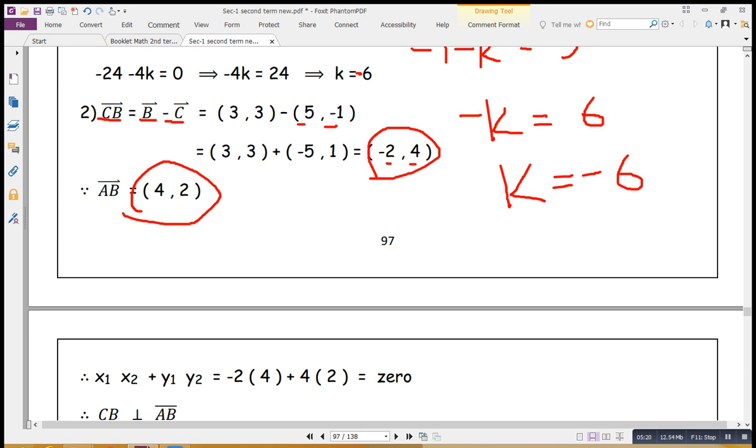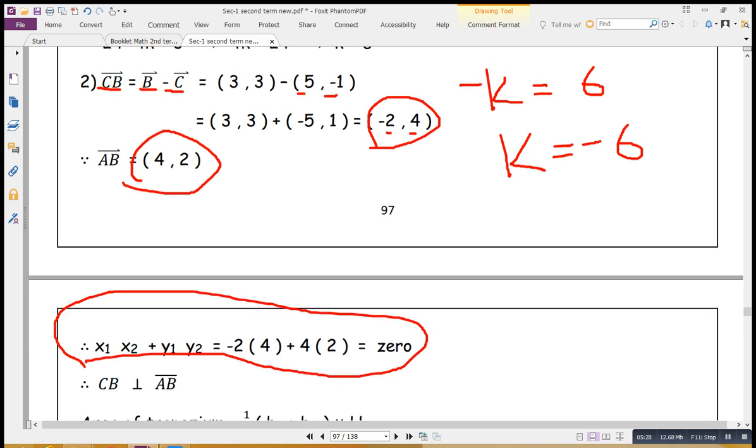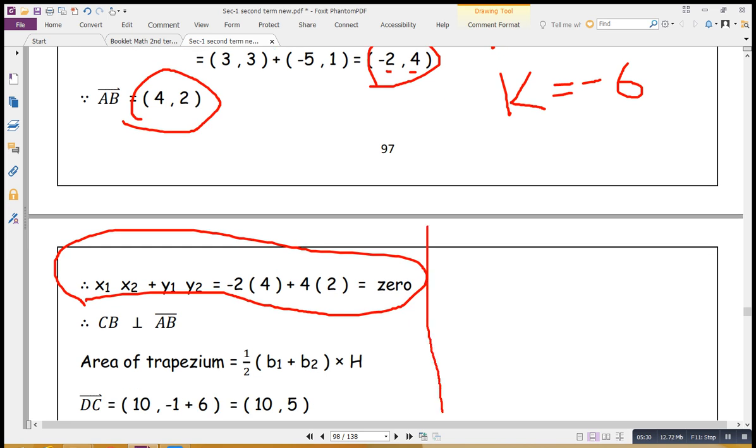Here in the booklet we have a way we can use, the way that we learned together before. If we have two vectors, how do we make sure they are perpendicular? Y over x by y over x: if the answer is negative 1, they are perpendicular. If the answer is not negative 1, they are not perpendicular.